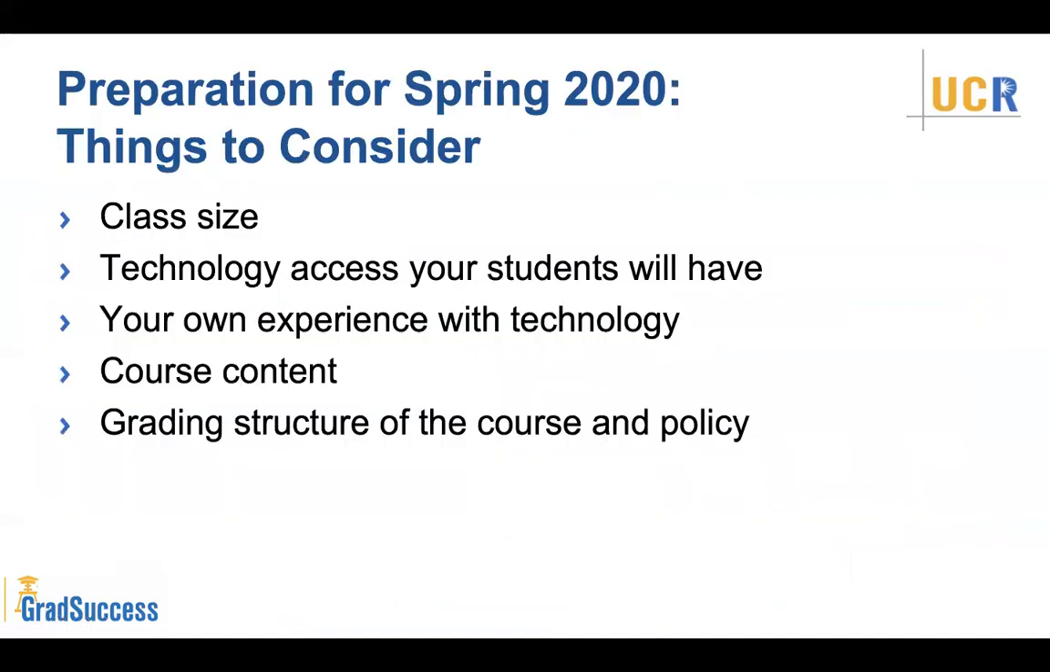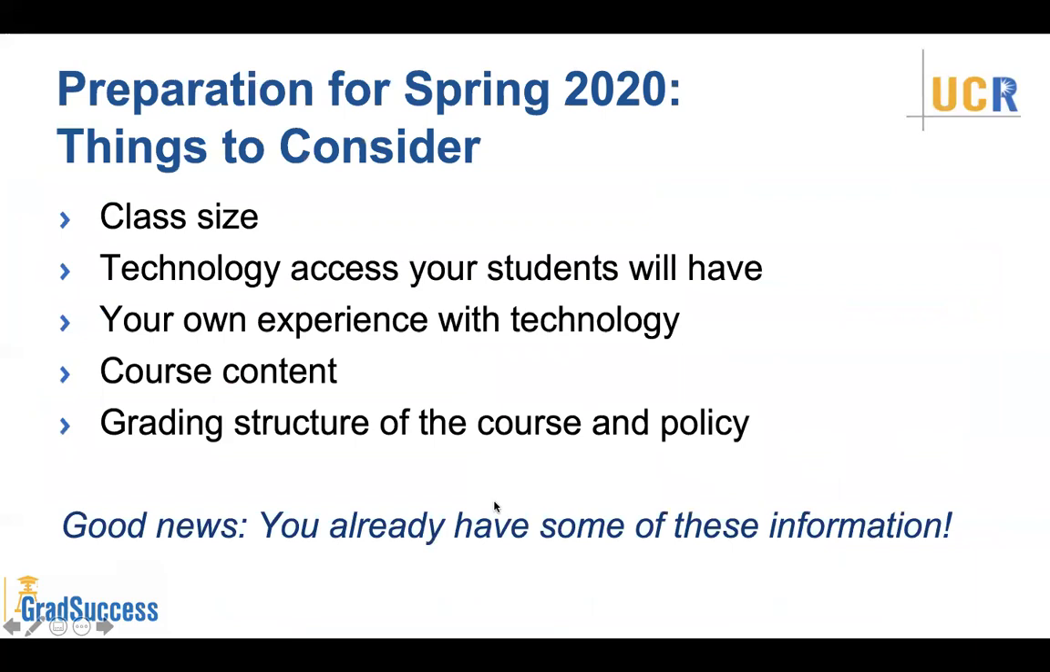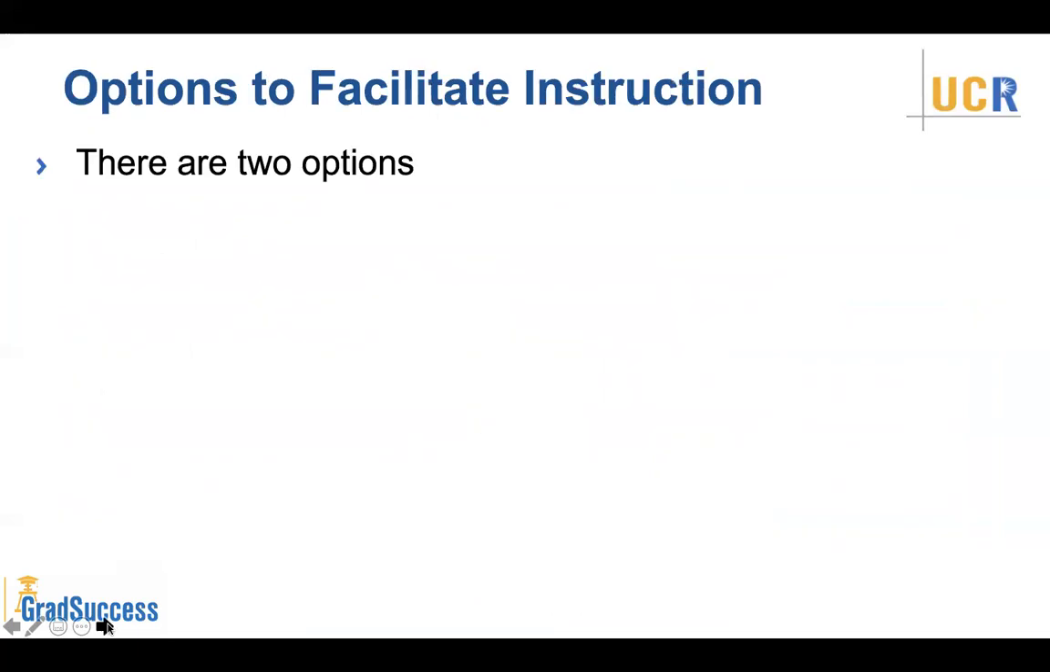Now, as you start preparing for your spring class, you need to consider several things like class size, what kind of technology access your students will have, your own experience with the technology available, course content, as well as the grading structure and policy. The good news is you already have some of this information available. Next, you are probably wondering, what are my options?